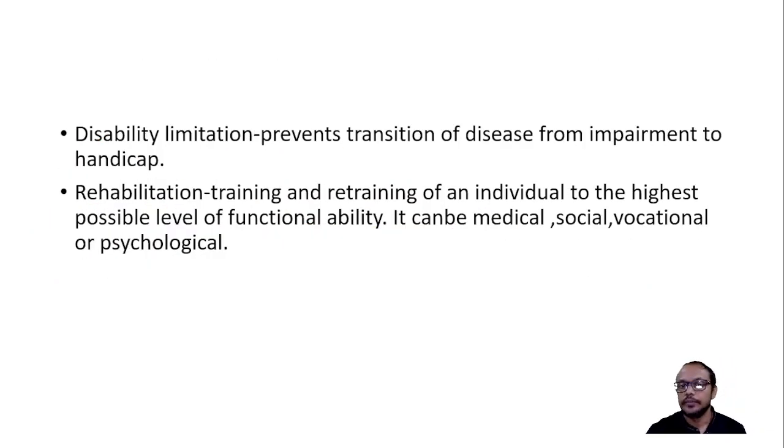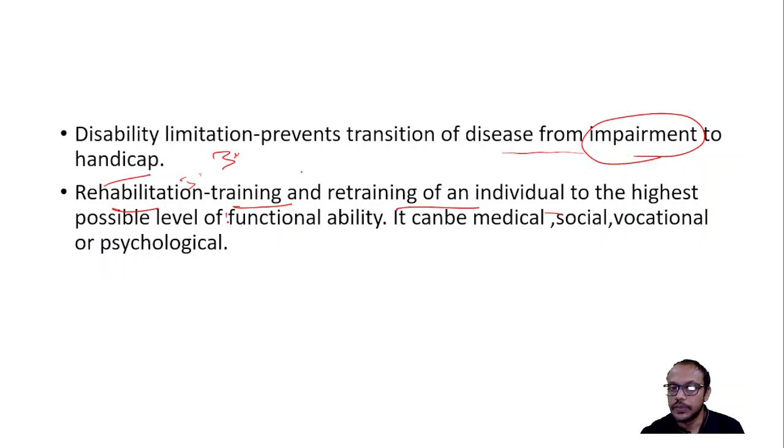Disability limitation is preventing the transition of disease from impairment to handicap. So in limitation, if your impairment is reduced, you cannot become handicapped; it is called disability limitation. Okay, it is a kind of tertiary level of prevention, and rehabilitation is also tertiary prevention. Here handicapped persons are trained and retrained so that the highest possible level of functional ability can be given. You have seen that many persons who have lost a foot wear steel blades and run. This kind of functional ability training is part of rehabilitation.